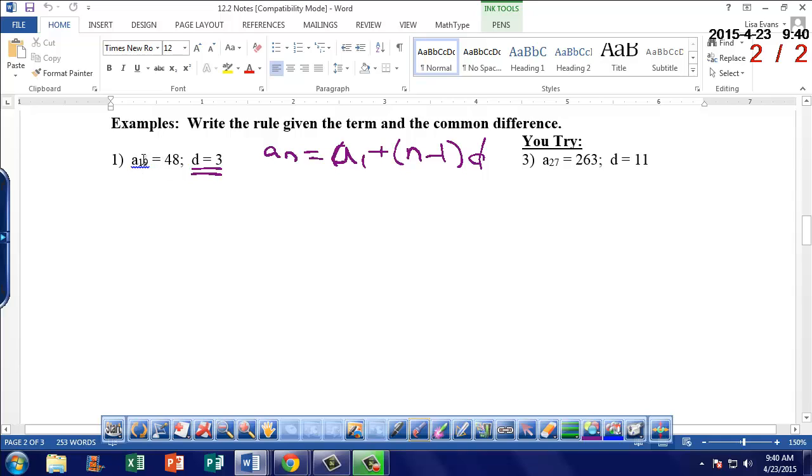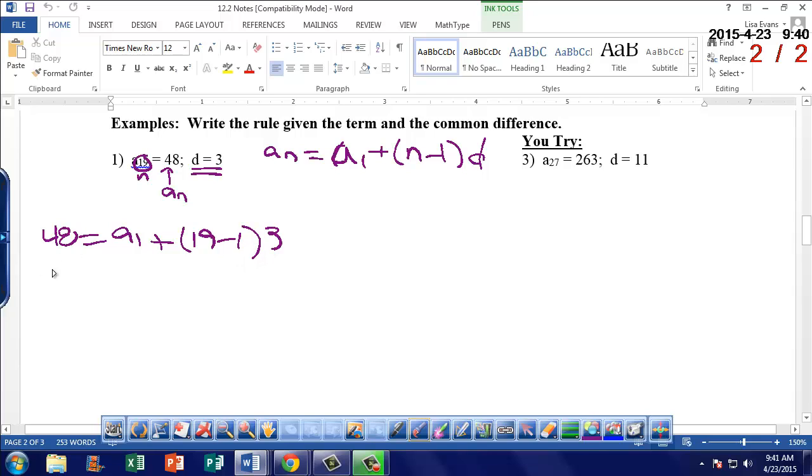So here's how we plug this in. This will go in for n. This will go in for A sub n. So what you're saying is the 19th term is 48. So watch how I plug it in. 48 goes here. We don't know A sub 1. We know n is the 19th term, and we know D.